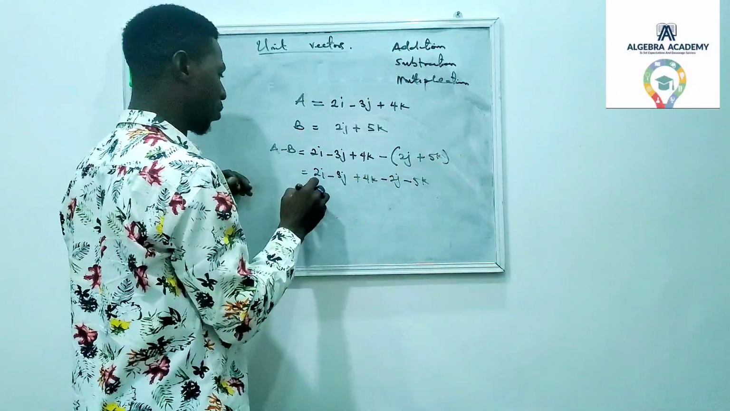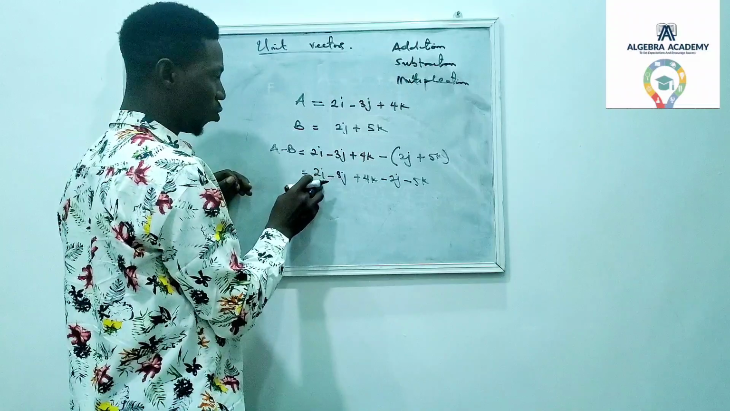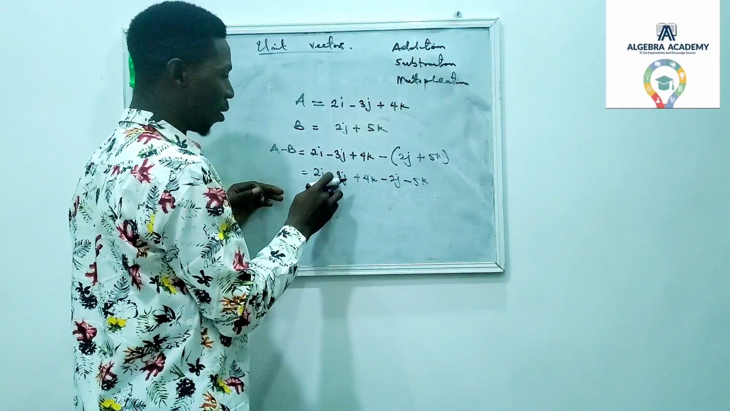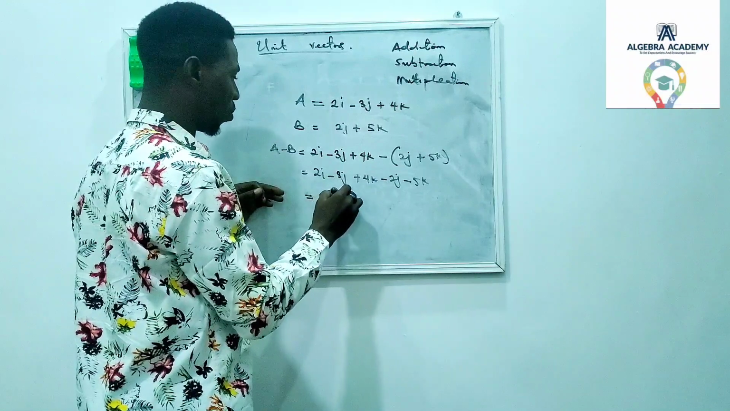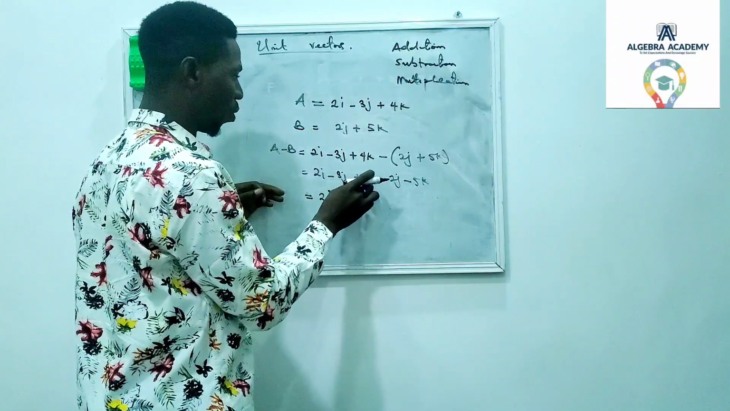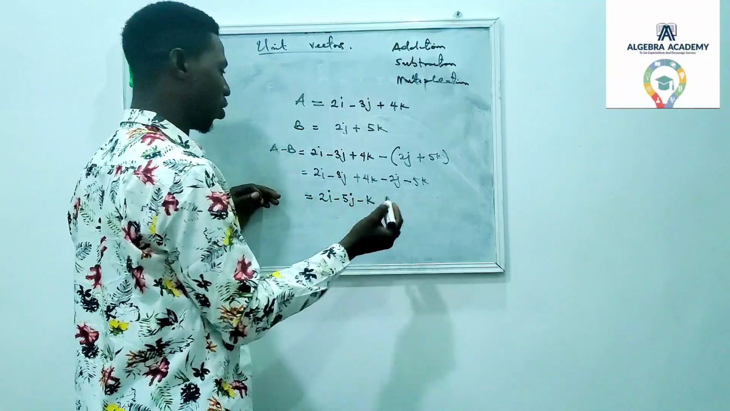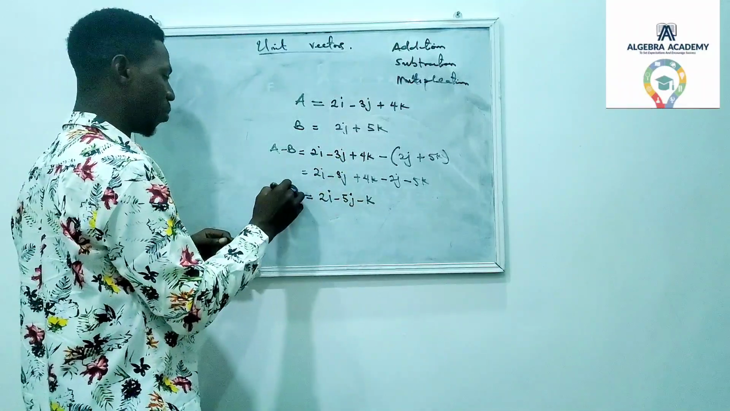Then you collect the like terms. It is equal to 2i, we don't have another i, it remains 2i. Minus 3j minus 2j gives you minus 5j. Then plus 4k minus 5k gives you minus k. It's minus 1k, but it's minus k. This is your a minus b.